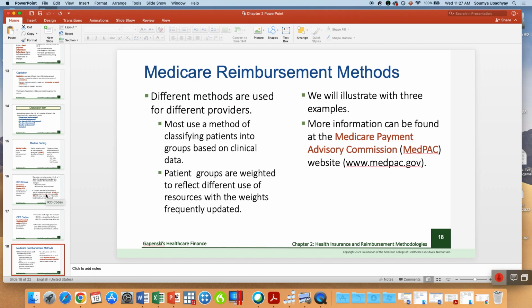Now there are some Medicare reimbursement methods. Different methods are used for different providers. Most use a method of classifying patients into groups based on clinical data. Patient groups are weighted to reflect different use of resources, and the weights are frequently updated. So we'll illustrate three examples. More information can be found at the Medicare Payment Advisory Commission website.